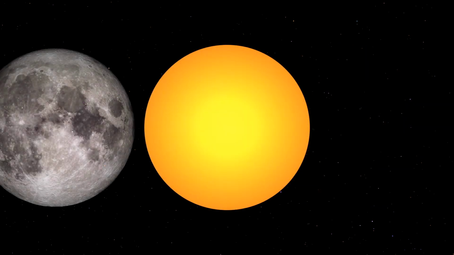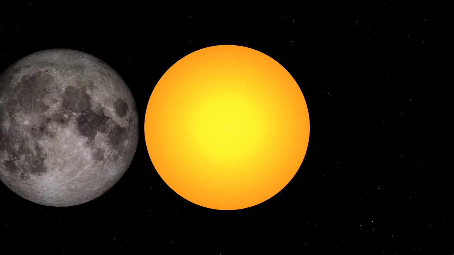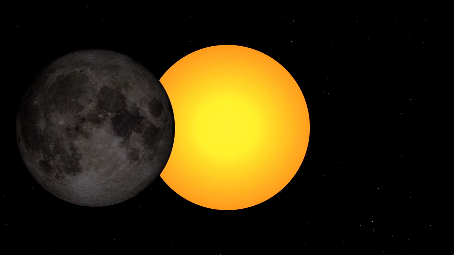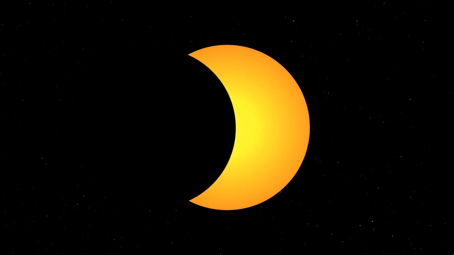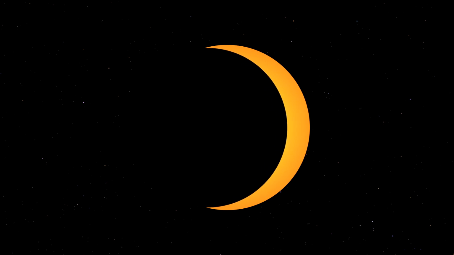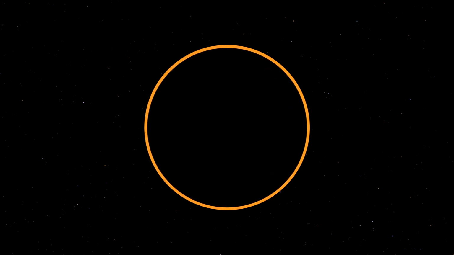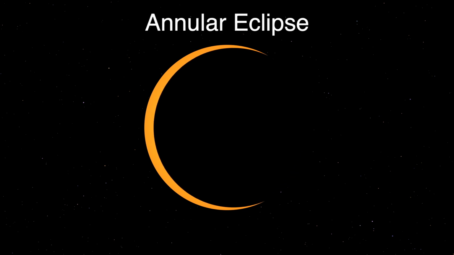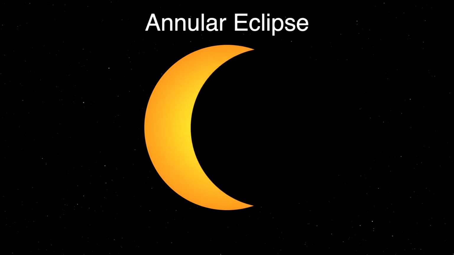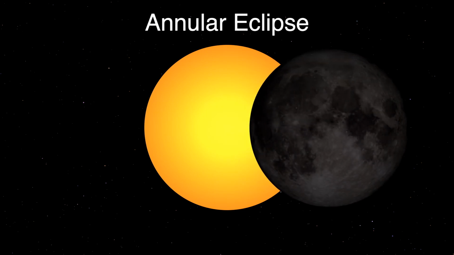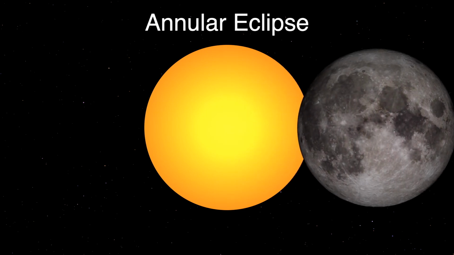But even today, when the moon is near apogee, farther from the Earth, it looks smaller in the sky. Also, when the Earth is near perihelion, so the Sun looks larger, you won't get a total solar eclipse. The moon won't be able to completely cover the Sun, and we'd see an annular eclipse. The word annular comes from the Latin word annularis, or ring-shaped.